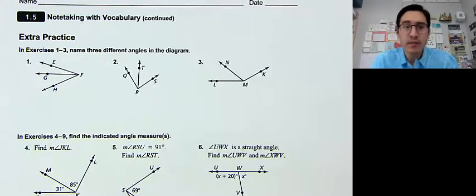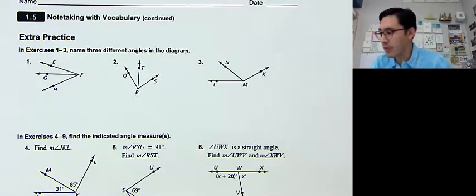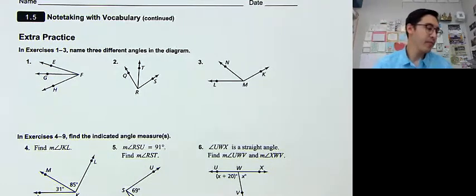Hey there. So in this video, we're going to take a look at some examples from section 1.5. Most of these examples have to do with angles and their measures and how they are related to one another. Problems 1 through 3 actually want us to name 3 different angles in the diagram.